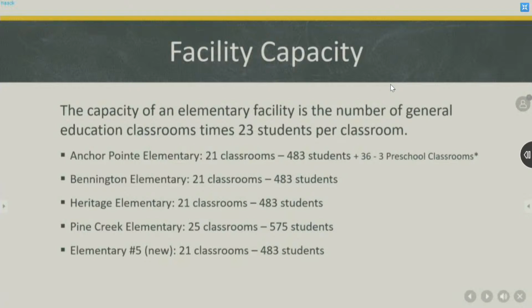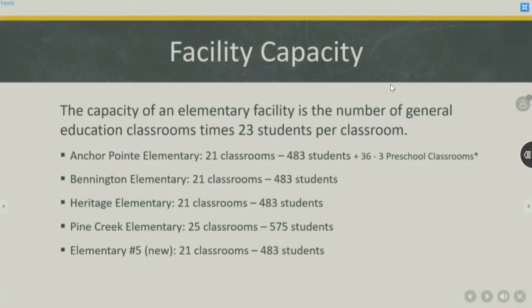As you saw in the corner, Bennington Elementary had a little bit under 400. Heritage had over 400. And both Pine Creek and Anchor Pointe were very close to 600, between 580 and 600.